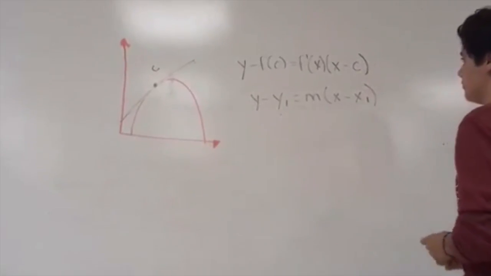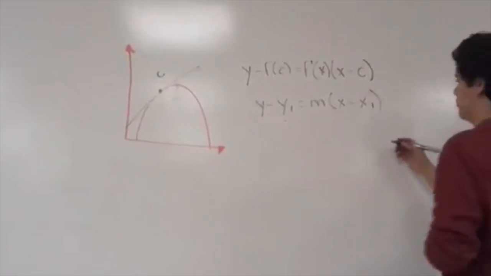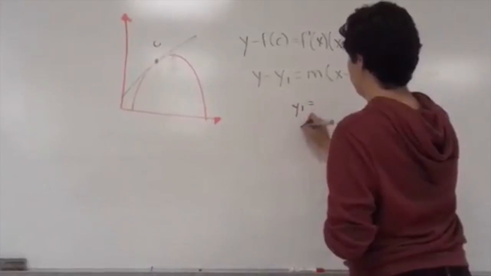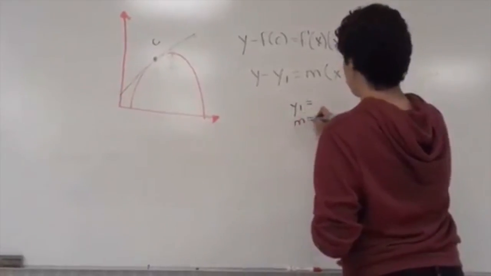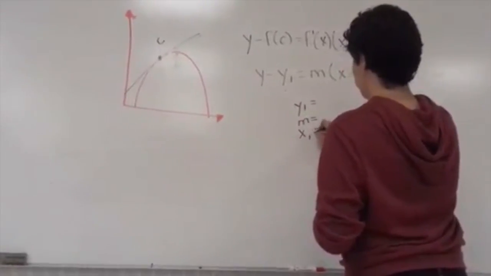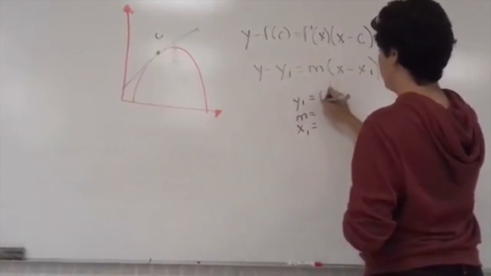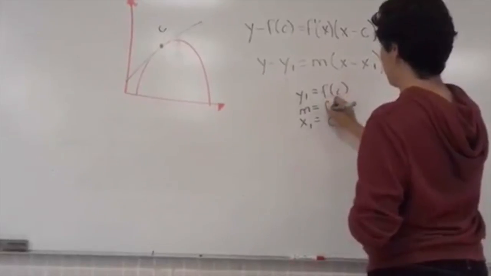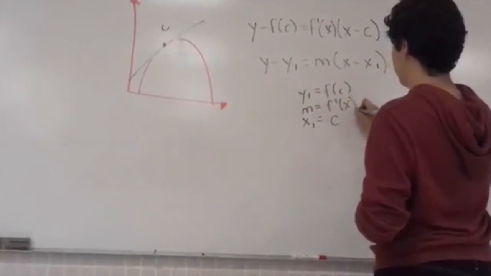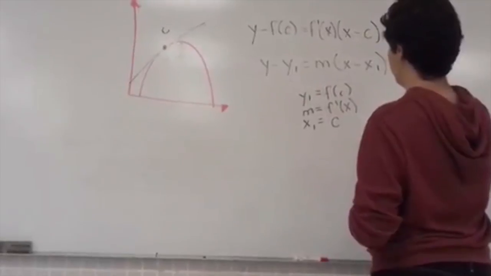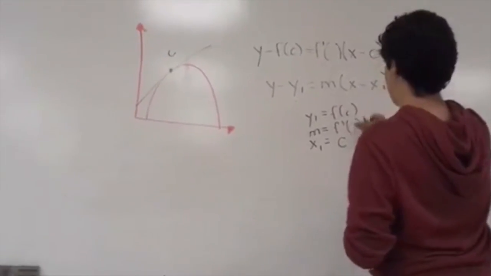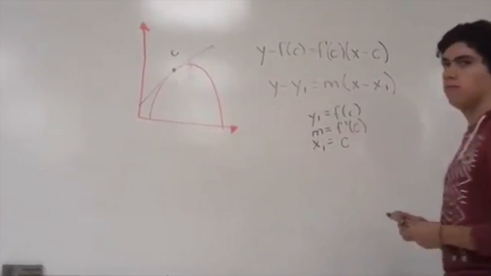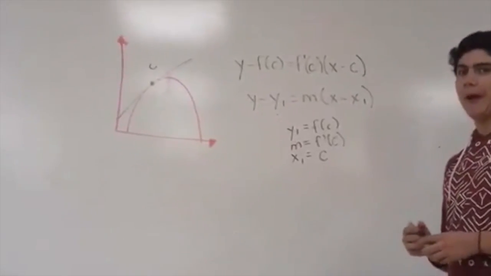The point-slope form is the following: y minus y1 equals m times x minus x1, where y is the y-coordinate of a given point, x is the x-coordinate of the same point, and m is the slope. So we can identify that f of c is y1, c is x1, and the slope is the derivative of the function. It's important to visualize that every time you are asked to get the tangent line of a function, you should have the function at the x-coordinate of the derivative.